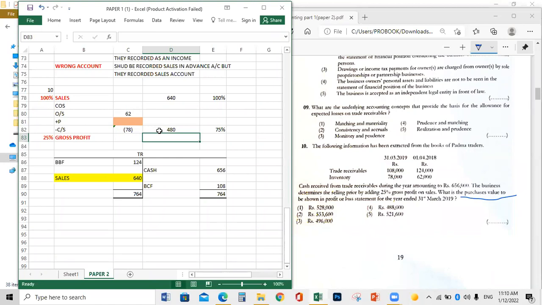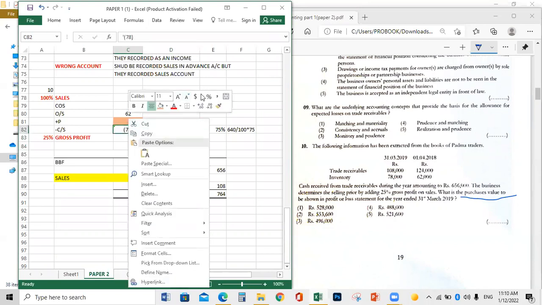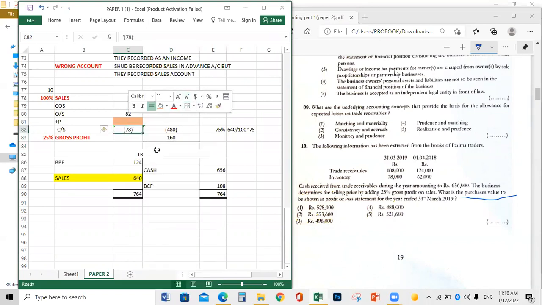Anyone who didn't understand how to do that, quickly tell me. So your sales is 640,000. It is 100%. So you divide by 100, you will get 1%. And then you multiply it by 75, you will get 75%. So actually we don't need the gross profit value, but I just put it there. Now, guys, we will easily get the answer because we know the cost of sales.